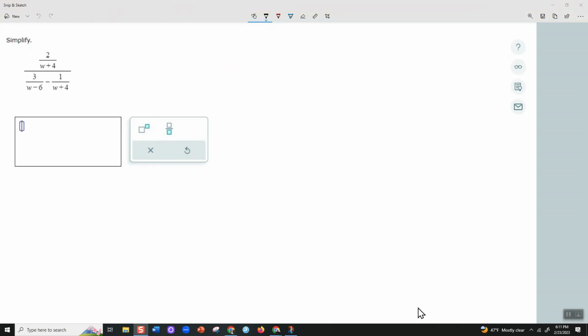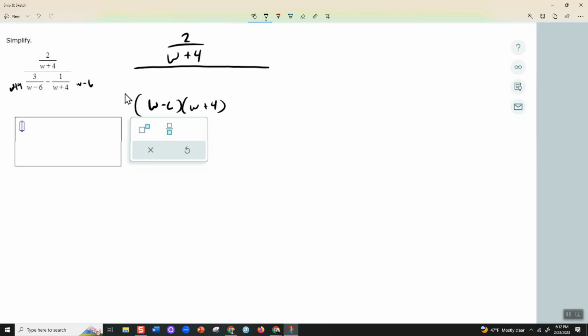The next one. Now we've got a simplified fraction on top. Good. But you can see this is not simplified. We're going to have to do some common denominator action. w plus 4 over here, w minus 6 over here. We're multiplying on top and on bottom. So let me rewrite this. Why is it so hard for me to draw a straight line? There we go. 2 over w plus 4. And then the common denominator here is going to be w minus 6 times w plus 4.